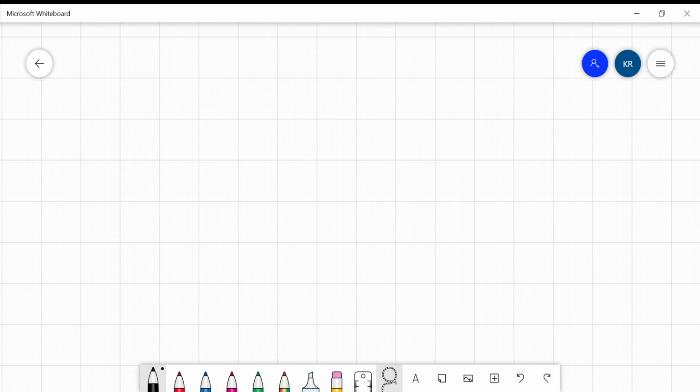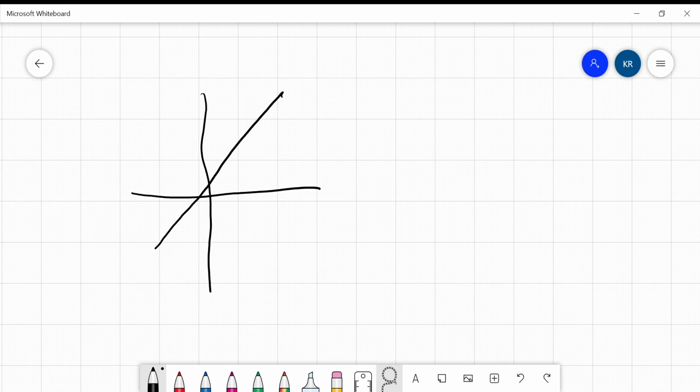Now we can see how to identify one-to-one functions and many-to-one functions. So okay, I'm going to draw a few graphs here. So here's one graph. Here is another one.